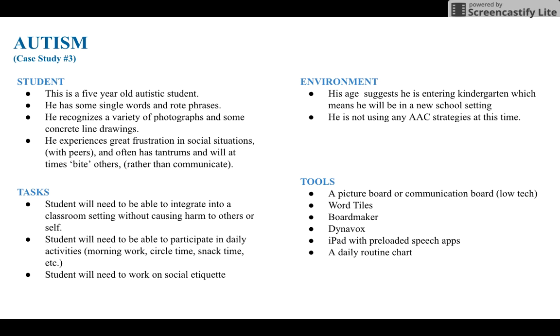The AT tools that I chose were a picture board or communication board. I would arrange it with photographs that he already recognizes and can reference with ease by pointing. Word tiles and Boardmaker can be paired with pictures to create a variety of activities for the student to get auditory feedback while writing. A Dynavox can generate speech to incorporate sound pairings with pictures and words. An iPad could be preloaded with speech apps right on the main home screen and can be used as positive reinforcement if possible.